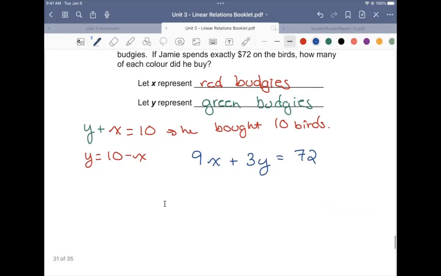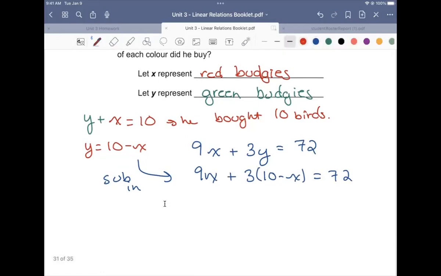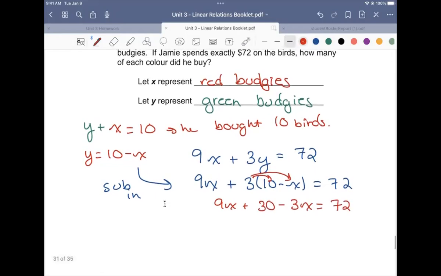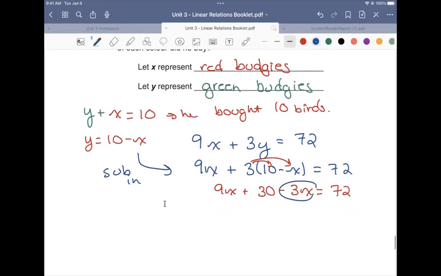So now I know what Y is equal to, and I have another equation. I can substitute Y in, and I will get 9x plus 3 times 10 minus x is equal to 72. This is supposed to be a plus sign here. Then I have to use my distributive property, and I will get 9x plus 30 minus 3x is equal to 72. I'm going to combine my like terms, which is all just revisiting the last units that we did. 6x plus 30 is equal to 72.